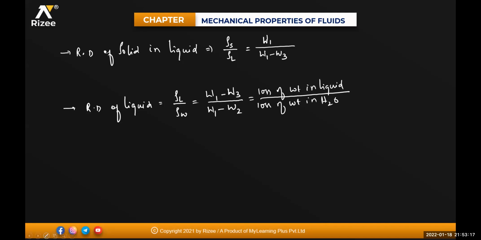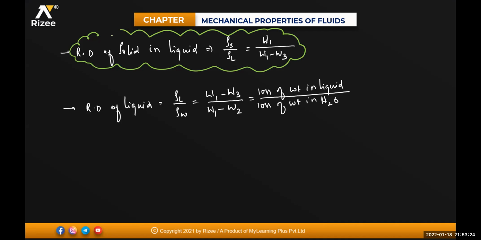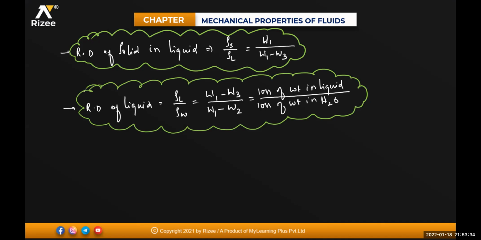These three formulas are very important for competitive examinations. Relative density of your solid in the liquid is equal to W1 divided by W1 minus W3. Relative density of liquid will be equal to loss of weight in the liquid divided by loss of weight in water. That is W1 minus W3 divided by W1 minus W2. Is that clear, beta? Clear, beta?